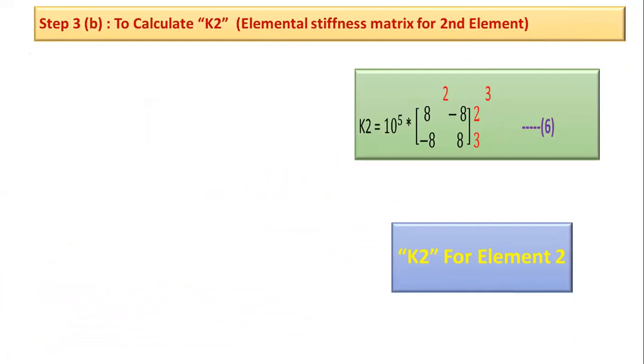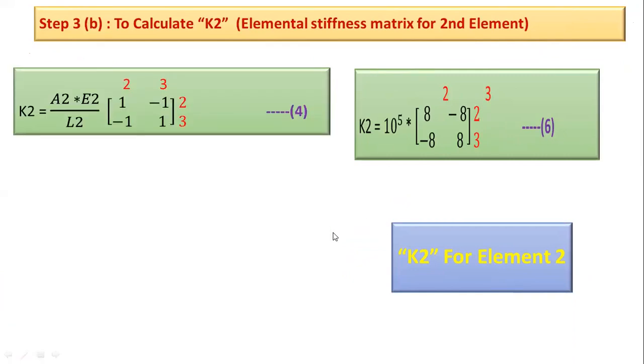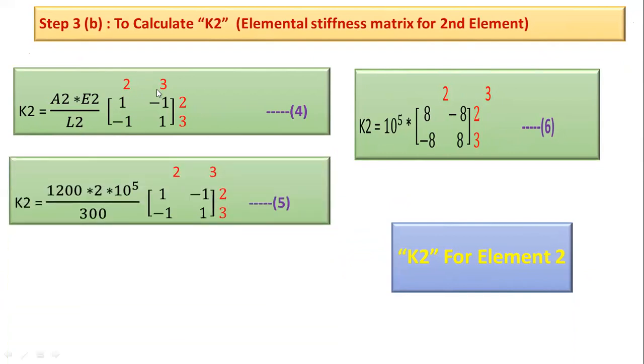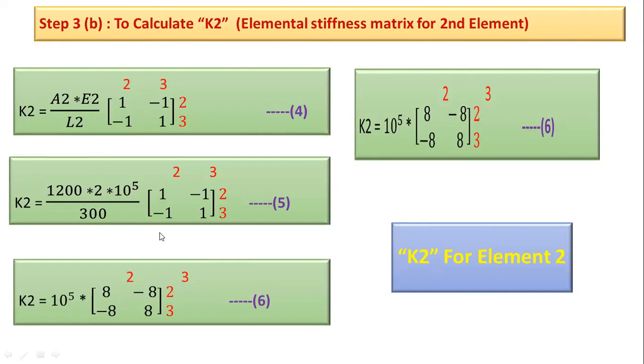For K2, A2 E2 upon L2, with node connectivity 2 and 3. Again, the value of A2 is 1200, E2 is 2 into 10 raised to power 5, and L2 is 300 mm. After simplification, we get equation number 6, the value of K2. Here 10 raised to power is common for K1 as well as K2, so we can easily add these two matrices due to this common factor.